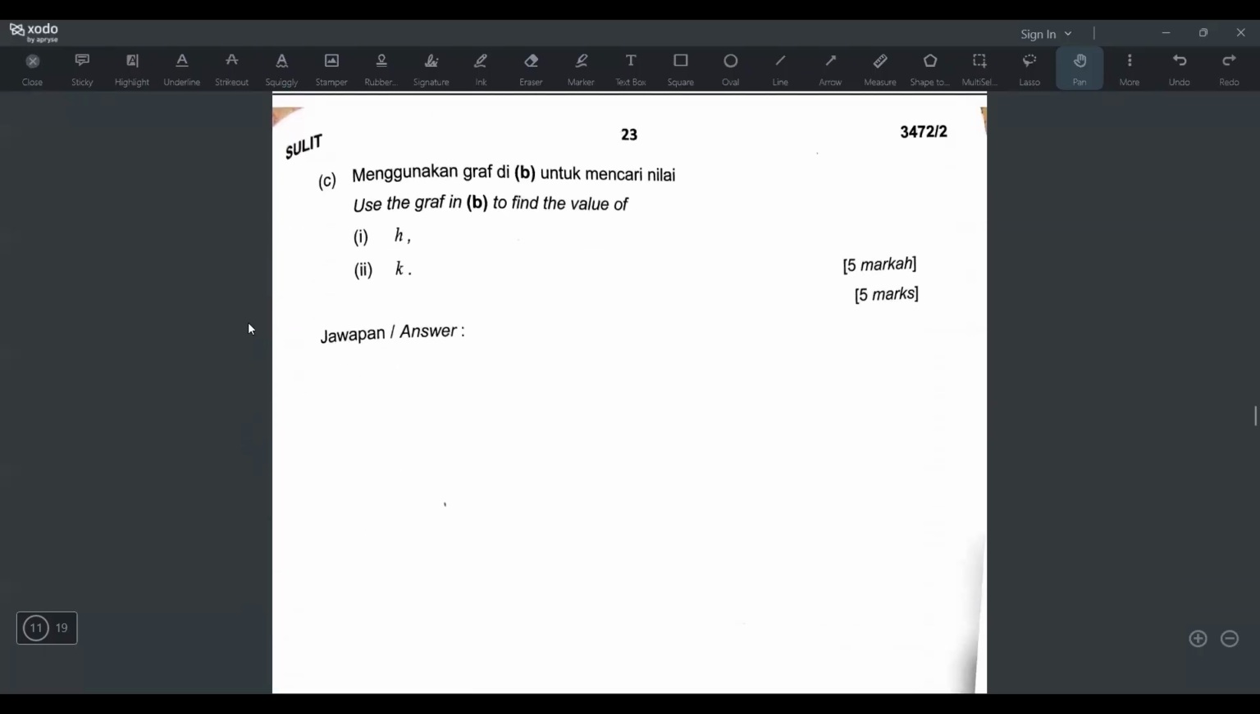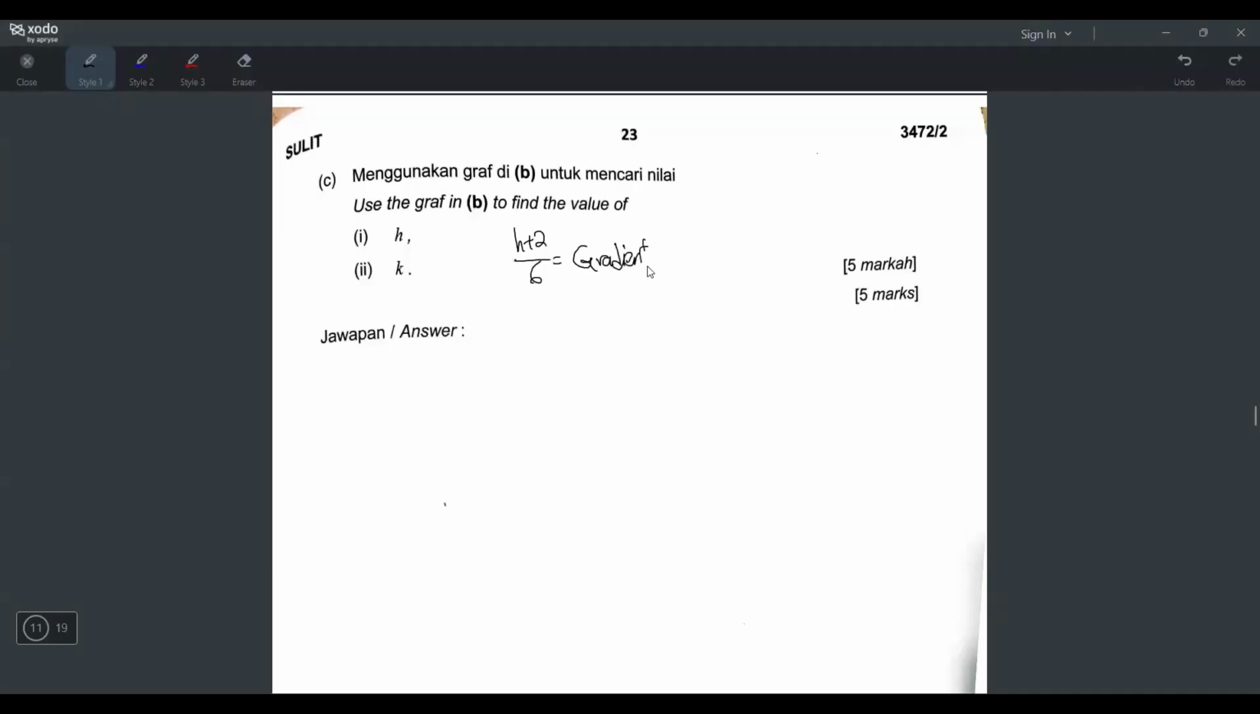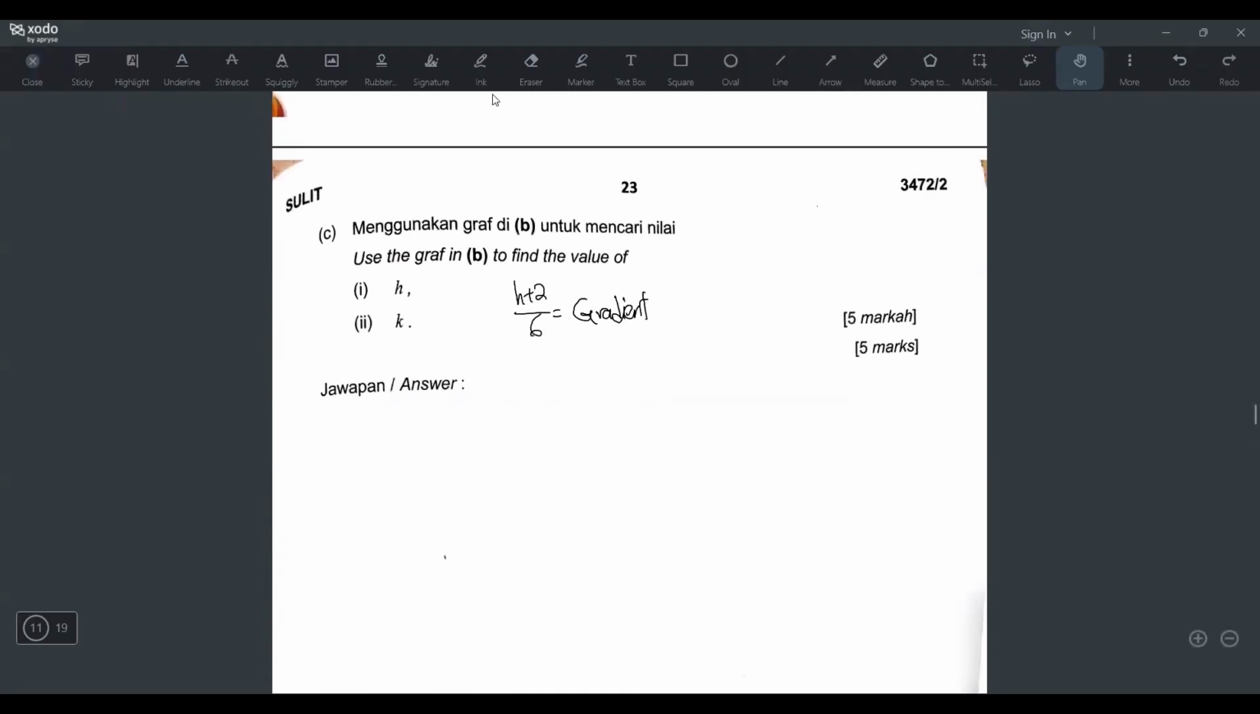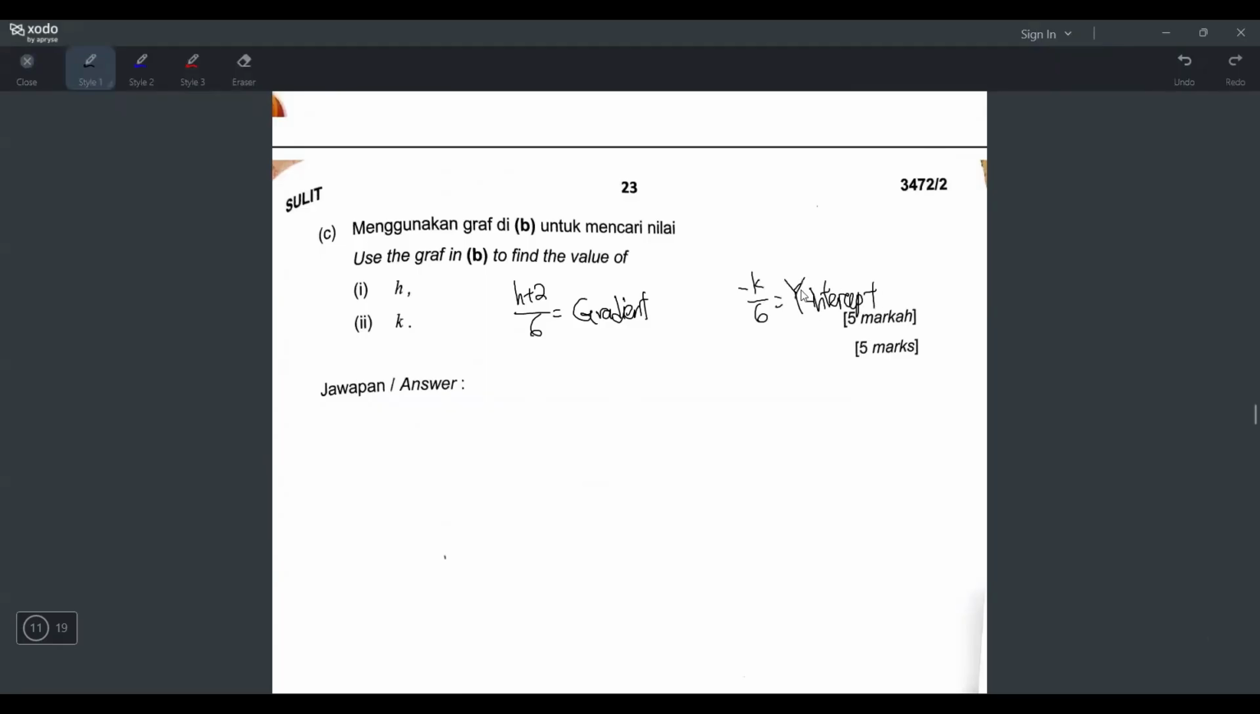Because later when you do part C, you have to write h plus 2 over 6 equals gradient. And then the other one is negative k over 6 equals the y-intercept. And for the y-intercept, I will just use the capital letter Y. Yeah, you have to use capital letter because the y-axis is not y, it's y over x, right? So that's why. Okay, so now it becomes h plus 2 over 6 equals gradient, negative k over 6 equals y-intercept. And you cannot find this out first because you haven't drawn your graph.